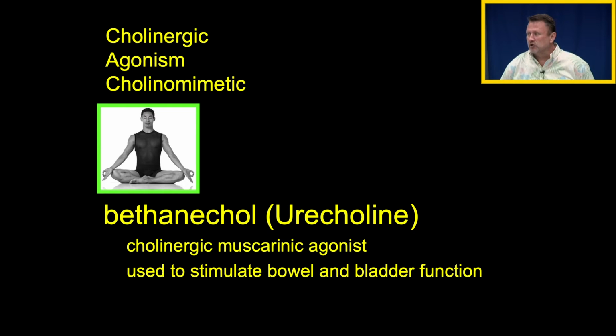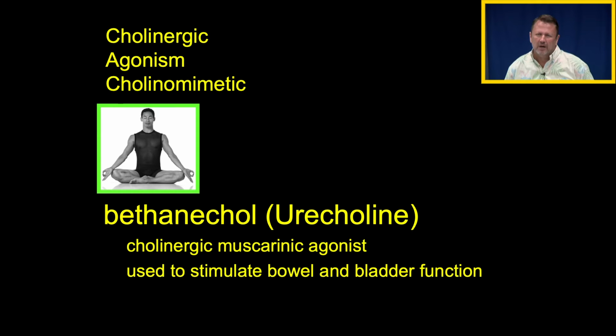All right, so let's talk about direct cholinergic agonism, direct cholinomimetics, like bethanechol. Bethanechol is similar to acetylcholine in structure. It's a synthetic form of acetylcholine, and so it'll be a cholinergic muscarinic agonist. You'll hear it called a cholinergic drug, you'll hear it called a muscarinic drug, maybe somebody will call it a parasympathomimetic drug if they like using big words. And we can use this as a drug to stimulate bowel and bladder function.